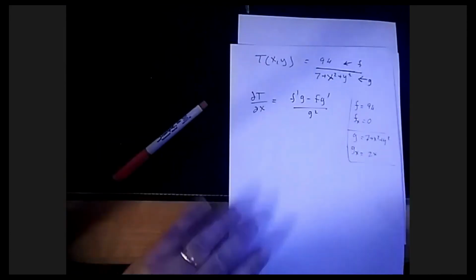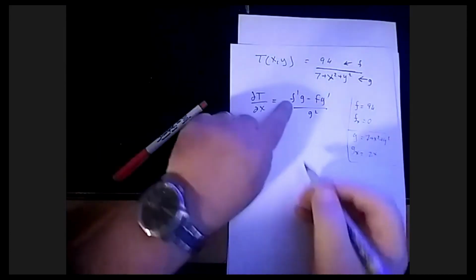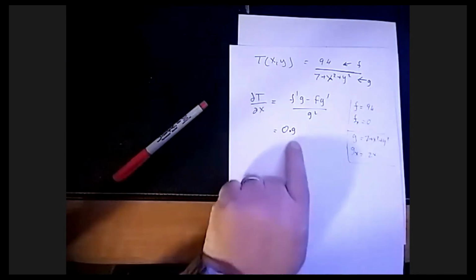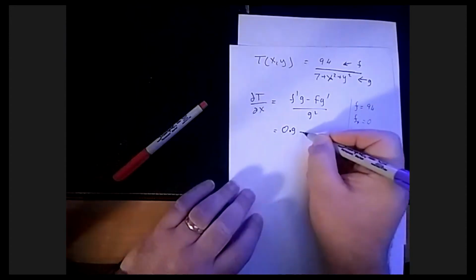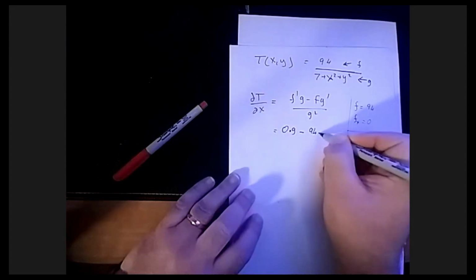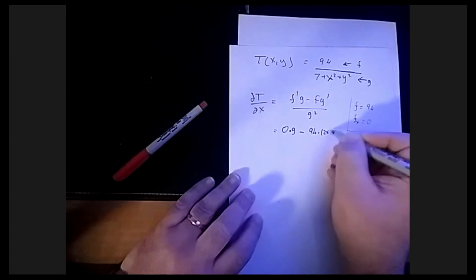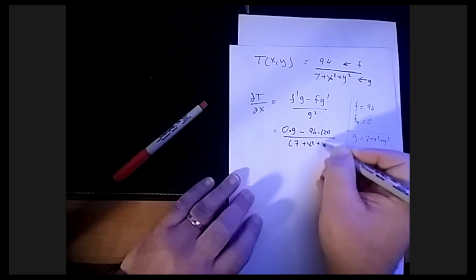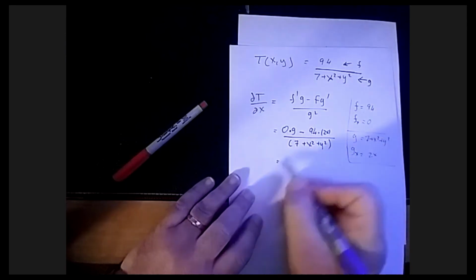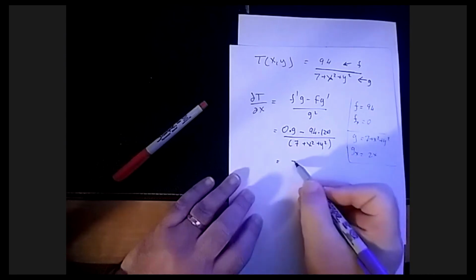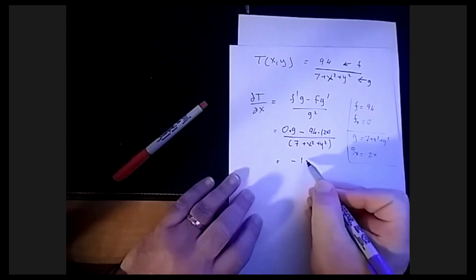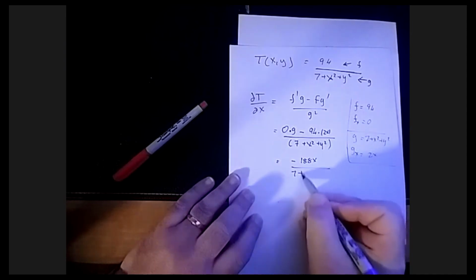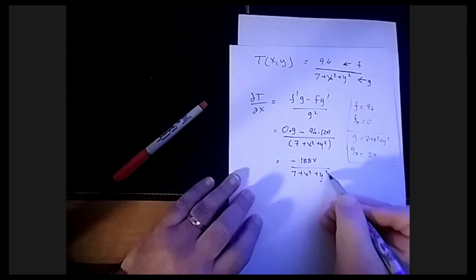So if you do it this way at least, you can say f dashed, which is 0, times g. I don't even need to write g down because I'm going to multiply it by 0. Take away f times g dashed, and the whole thing is going to be over 7 plus x squared plus y squared. Now that gets you nothing. This gets you 188 over that.